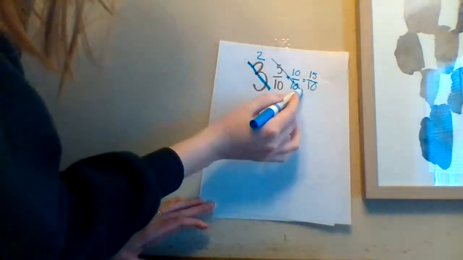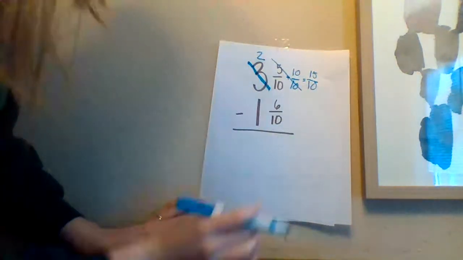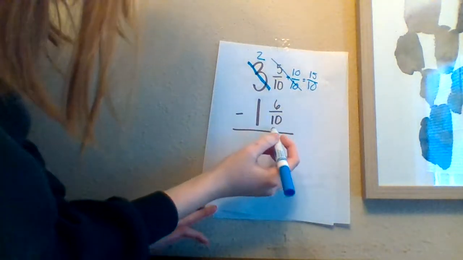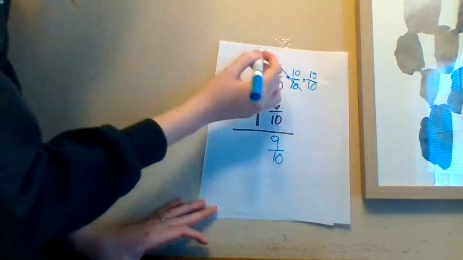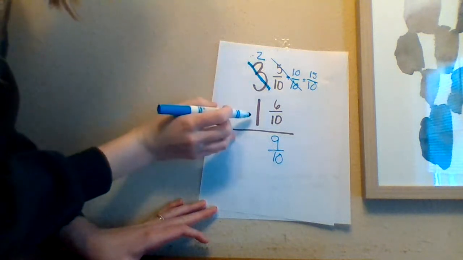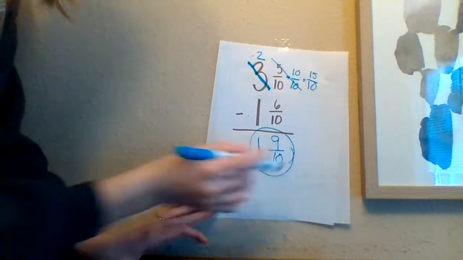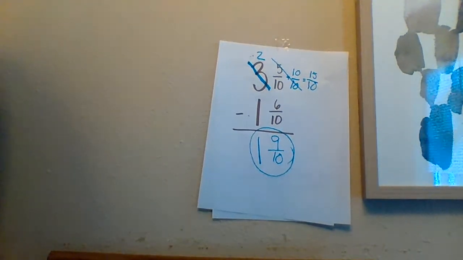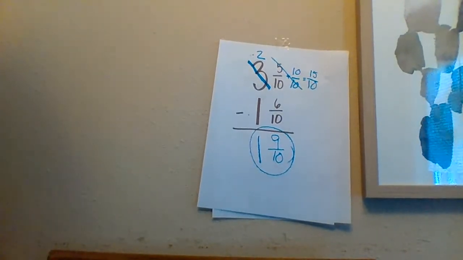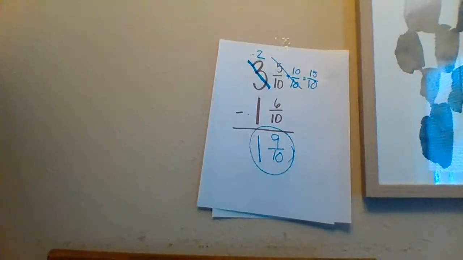I'm going to cross that out so I don't get confused. 15 tenths minus 6 tenths is 9 tenths. Don't forget this part like I did. 2 minus 1 is 1. Okay, now again, the other way that we could have done that is if we had that same equation, 3 and 5 tenths minus 1 and 6 tenths.